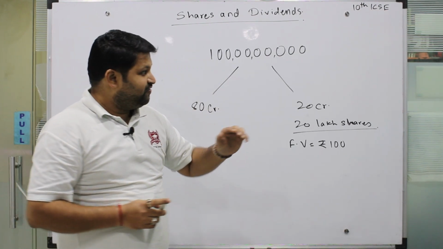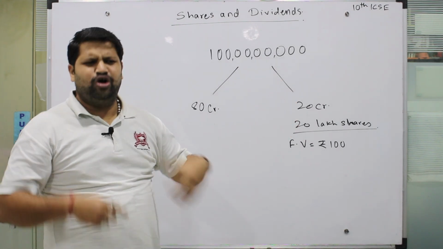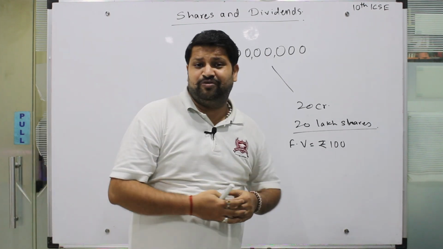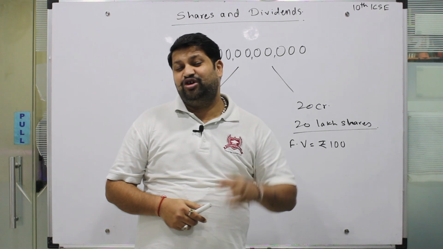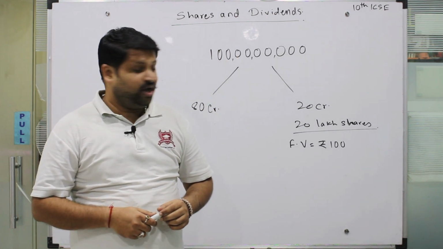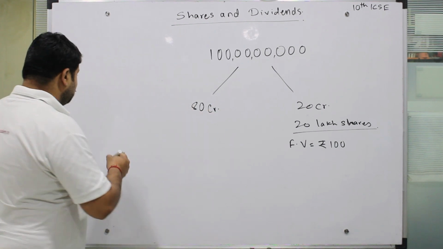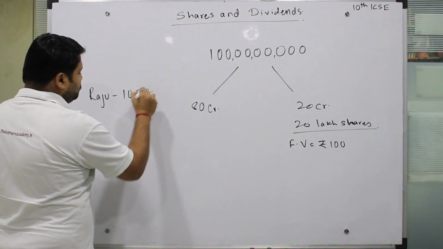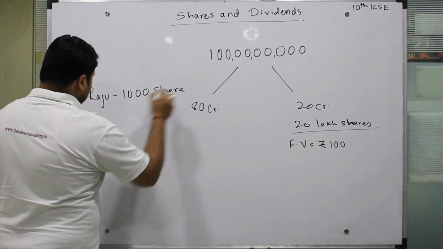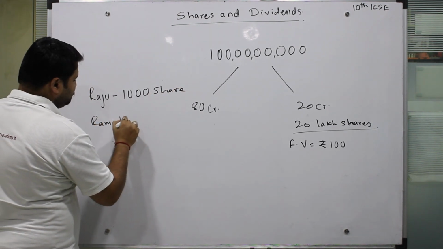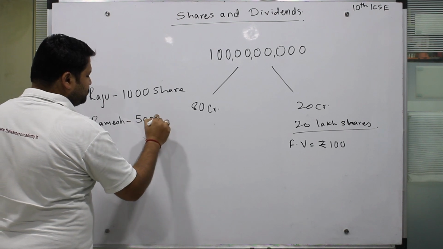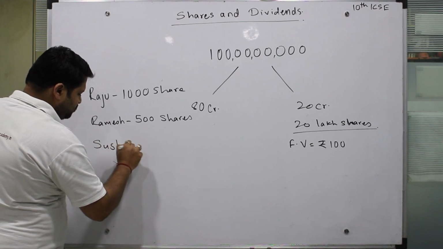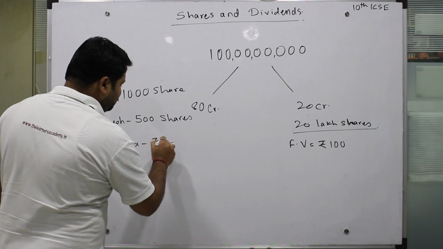Okay, now if the company is making profit, so next year my company, I worked very hard, next year there is a lot of profit and I have given a dividend of 15%. Okay, so let us have someone, say Raju, has say 1000 shares, then we have Ramesh, he has taken say 500 shares, and we say have Sushma and she has taken again say 300 shares.